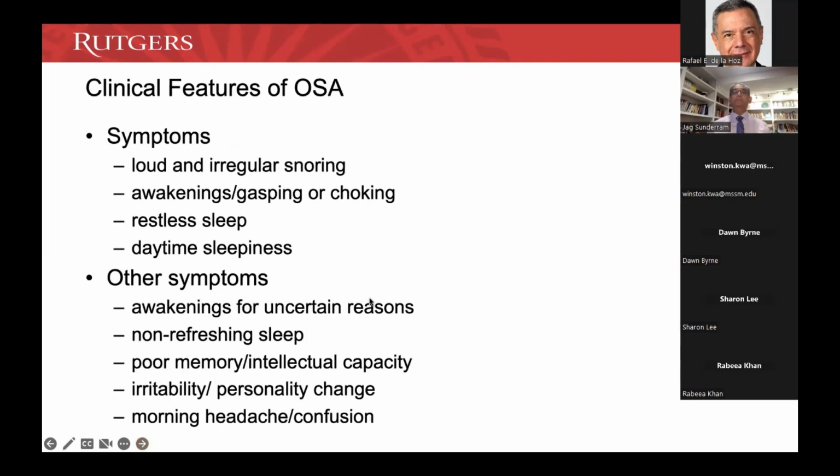patency. Now, essentially, patients present because of these repeated events of partial or complete obstruction of the airway and effort with loud and irregular snoring. There's gasping or choking. There's restless sleep. And oftentimes they have daytime sleepiness, although that is not always the case. And we'll talk about that as a phenotypic marker.